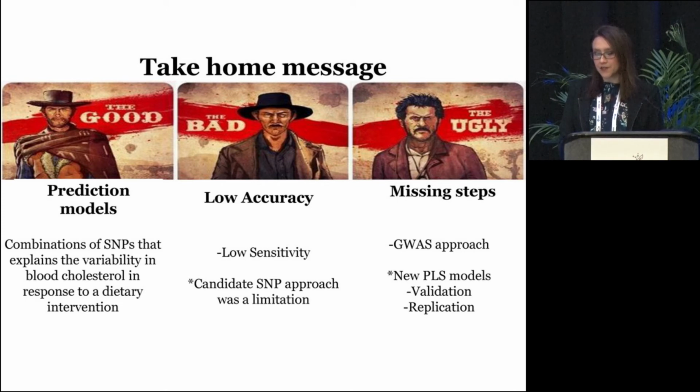However, the accuracy of this model is at this moment really low. And one limitation is that we started using a candidate SNP approach. At this moment, we are trying to get the whole GWAS data so we can build different models that explain higher variability. And those are the validation steps that we are at right now.